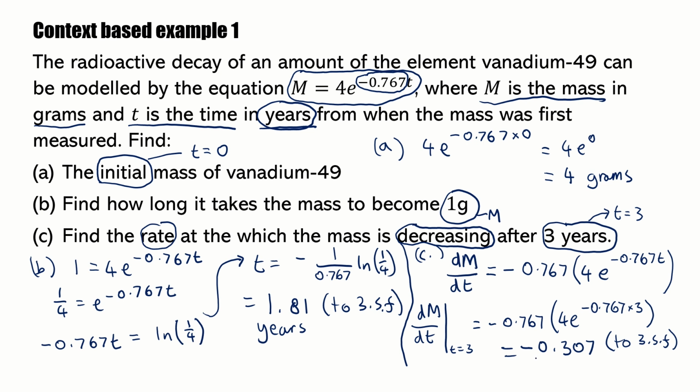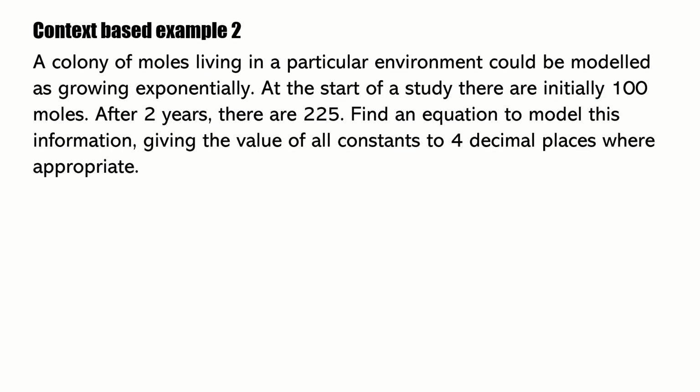In this case, I don't think they would care about units so much for the derivative, but for your interest, the units of the derivative are related to the units of the variables before we differentiated. So therefore, it would technically be grams per year if we're being fully accurate in what we're saying there. Okay, that's the first example done. Let's go and look at a second example.